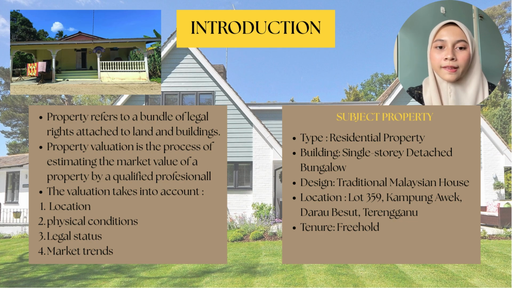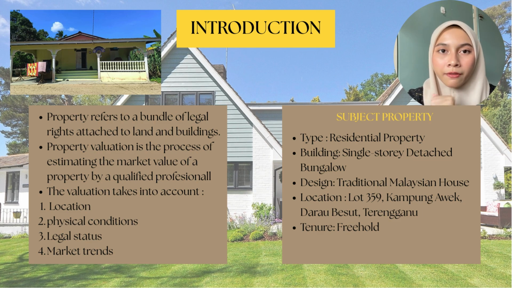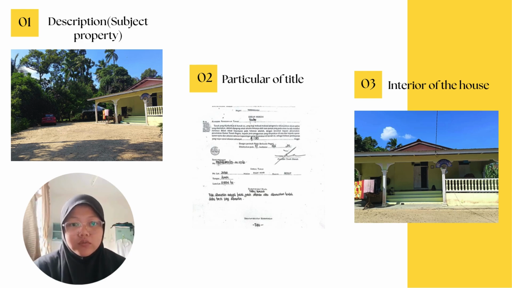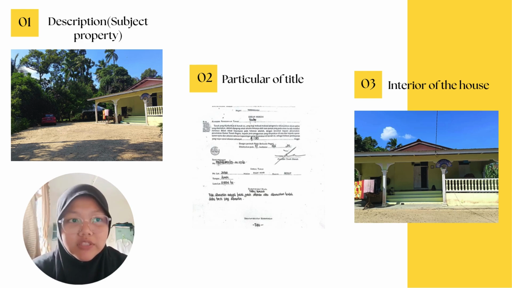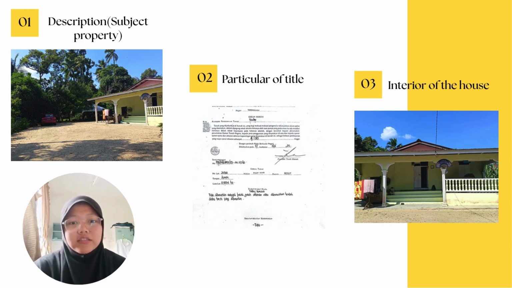So, for this assignment, the subject property is a single-story detached bungalow with traditional Malaysian design, located at Lot 359 Kampung Awet Darau, Besut in Terengganu. The property is freehold, allowing permanent ownership of the land and building, and is typical of rural Malaysian residential areas. Now we will discuss the description of the property, the particulars of title, and the interior of the house.